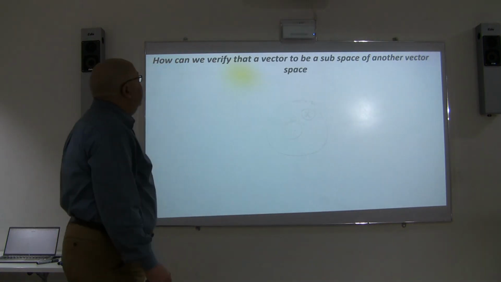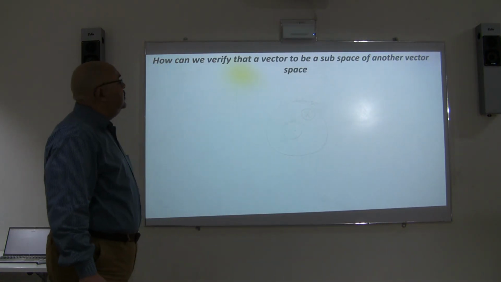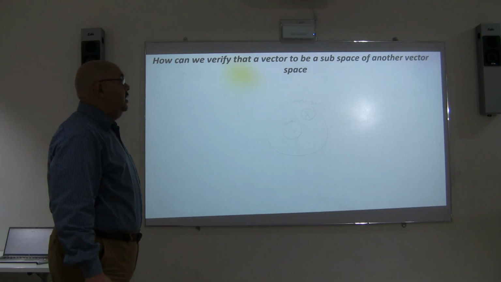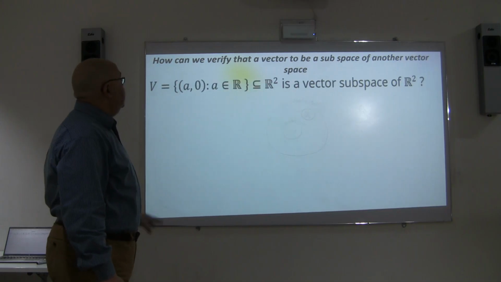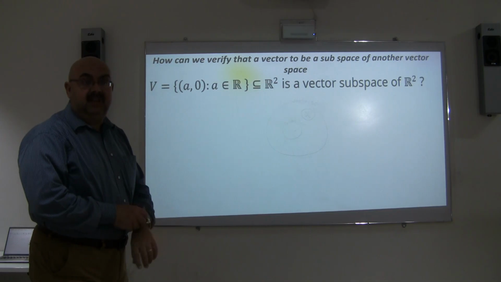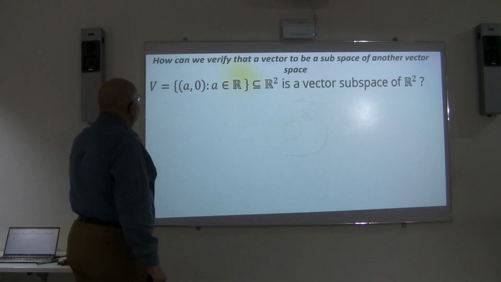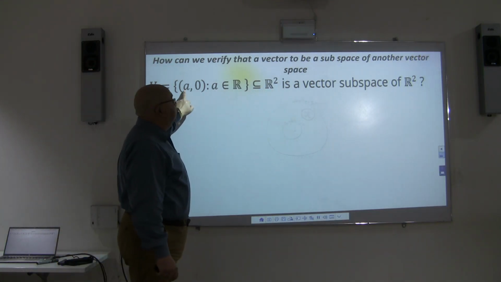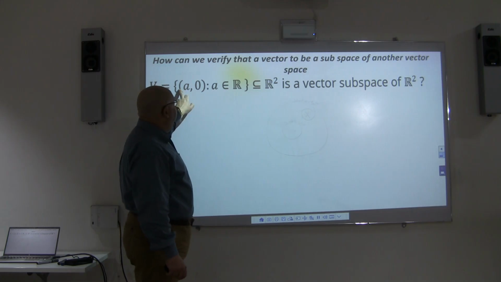How can we check whether a set is a subspace of another vector space? Very simply, like this example. Let's look at this example. Okay, V is the set of all vectors of the form (a, 0).